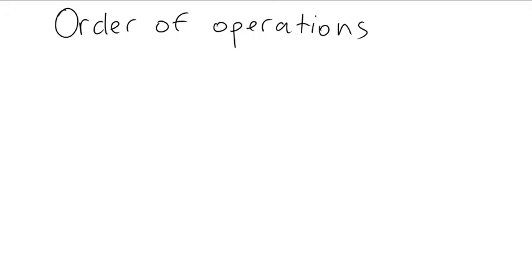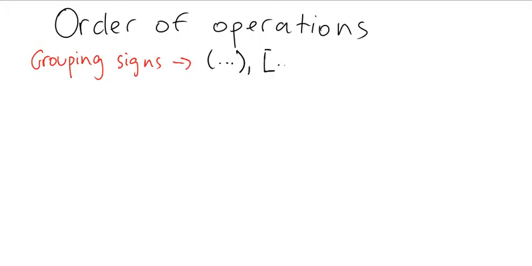So the first thing you solve whenever you have an expression in front of you are the brackets, or the grouping signs. That'd be brackets or square brackets, or the absolute value, or even the square root. What is under the square root is done first, or what is on a fraction. The top of the fraction is done first, and then the bottom of the fraction, and then you divide the whole top by the whole bottom. So that's the first thing you do.